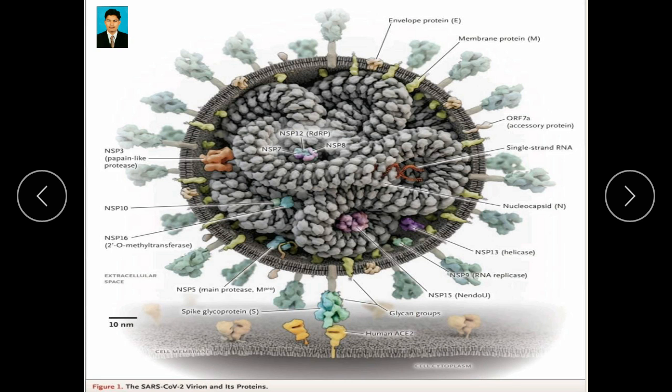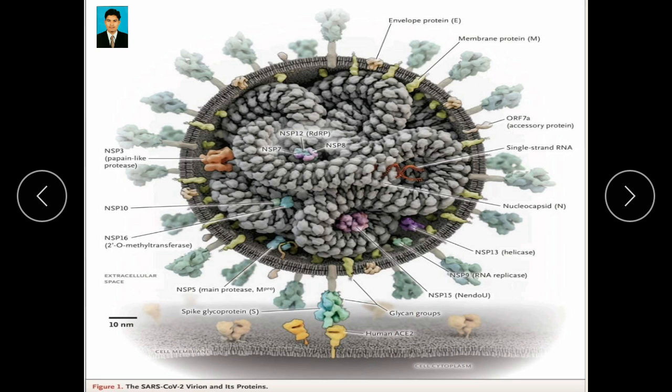These glycan groups connect this spike glycoprotein to the membrane, and this spike glycoprotein plays an important role for the viral entry inside the cell. This spike glycoprotein has one receptor, that is ACE2, the human ACE2 receptor present on human epithelial cells, lung cells, or the heart cells. That is angiotensin converting enzyme, and the reaction between the enzyme and spike glycoprotein is carried out.